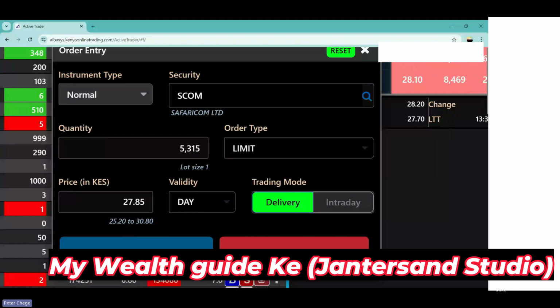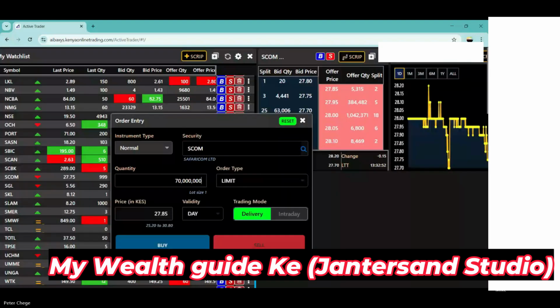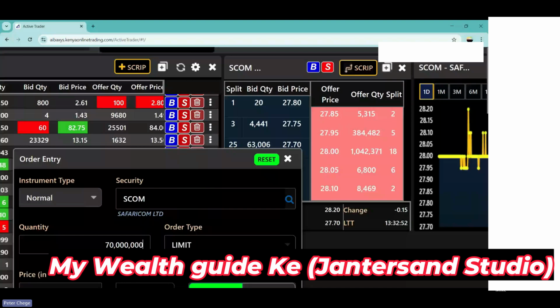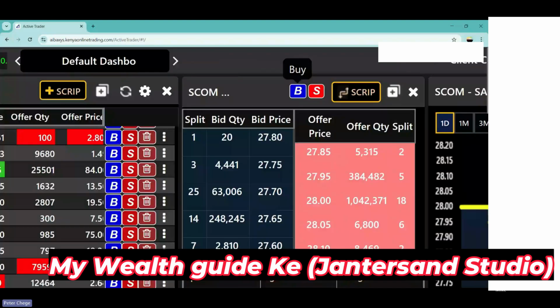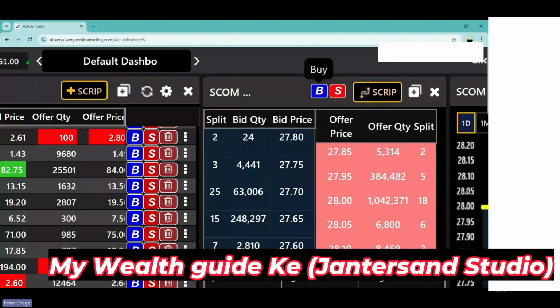In their quantity, they can put 10 million here, even 50 million, or let's say even 70 million. But they always have another field, disclosed quantity. What do you want to show the market? Yes, the order is 70 million, but what do you want to show the market? They can put 1,000. So on this screen, for market depth, you see 1,000 or 4,000. But behind that order, there is a very huge quantity.